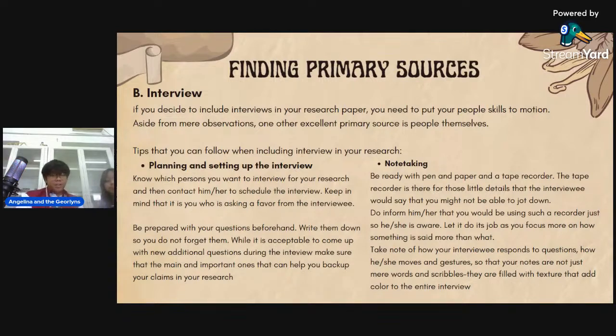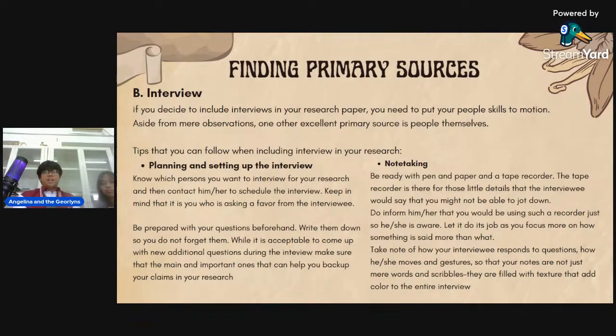Planning and setting up the interview. Know which person you want to interview for your research, and then contact him or her to schedule the interview. Keep in mind that it is you who is asking a favor for the interview. So basically, before interviewing directly, you need to plan first on who you will interview, so you wouldn't mess up.